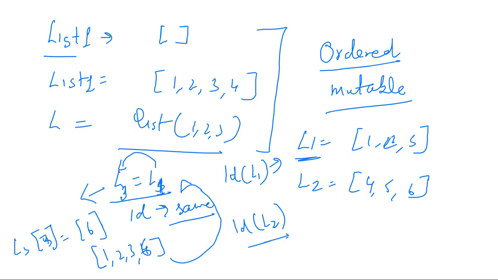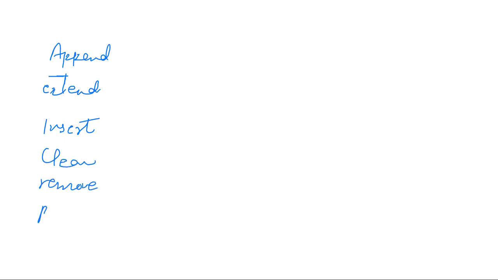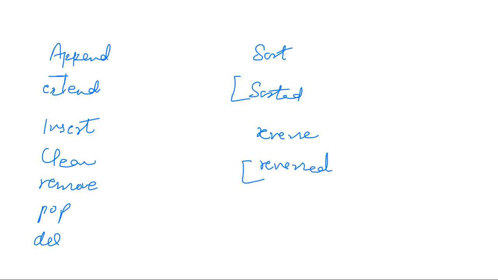Let me share my screen, to discuss the different types of functions available. First I'll write here that you have append, extend, then insert, clear, remove, pop, delete, right? And sort, sorted, reverse, and reversed. These two, sorted and reversed, are your global functions.